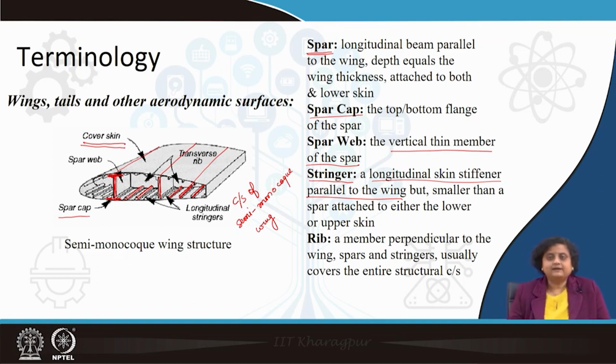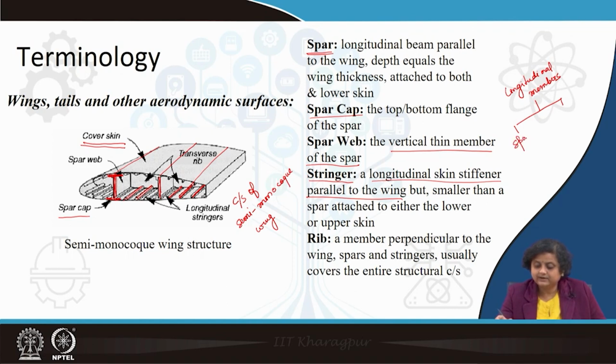So, these are the two main longitudinal members. Longitudinal members are therefore of two types in wings. One is the spar, which is a thicker, larger member, and one is the stringer.